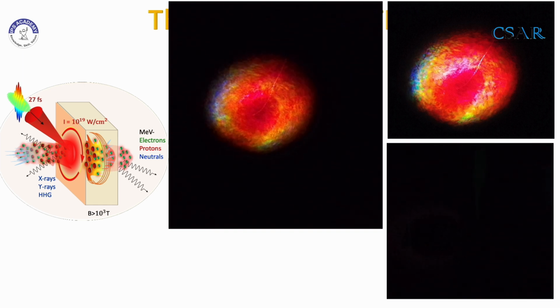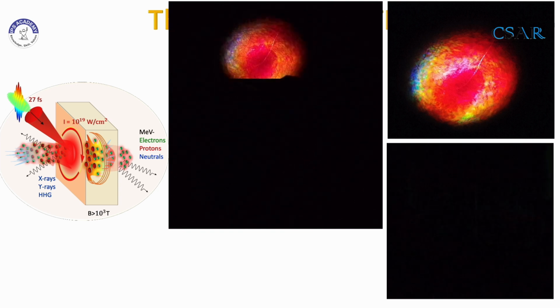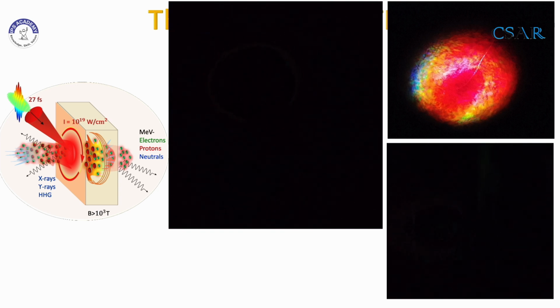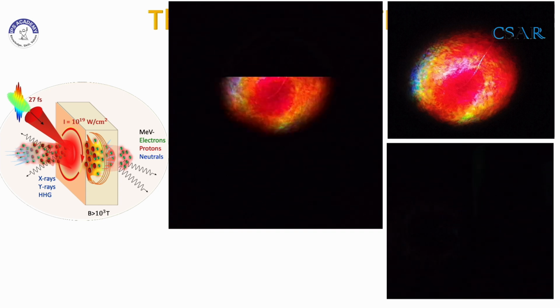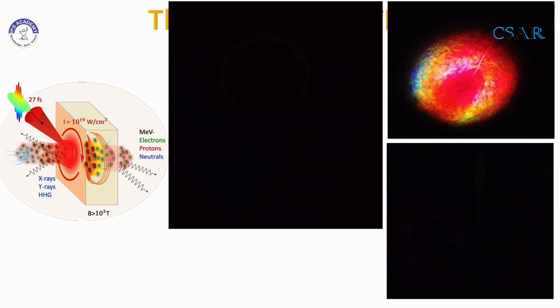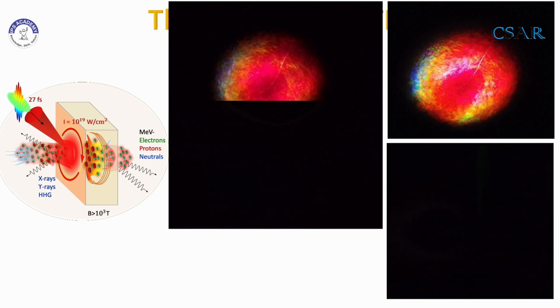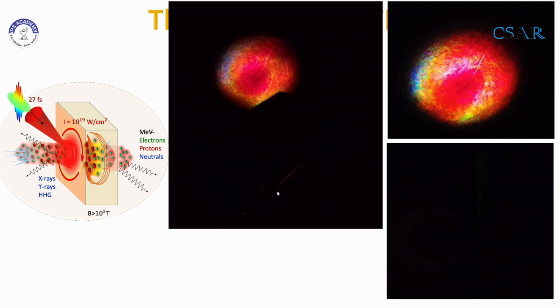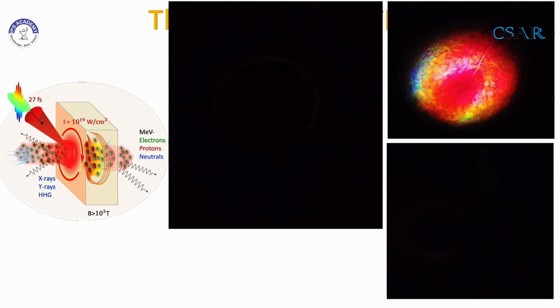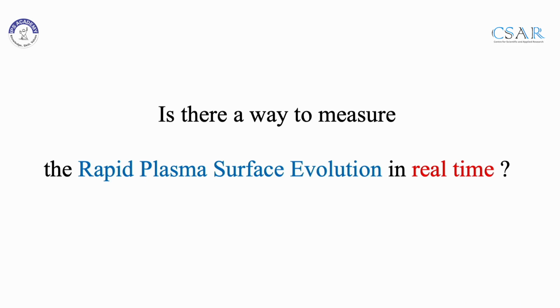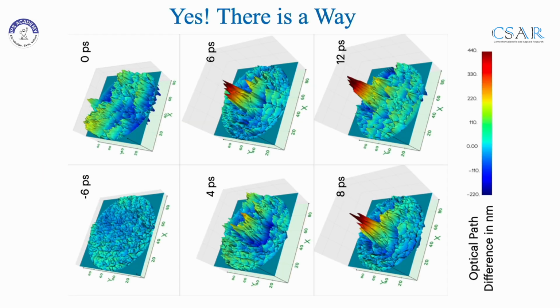What we want to understand is, when we have this laser matter interaction, after the laser pulse is gone, the plasma is very hot and it tries to explode, right? So my work is basically how can we measure the plasma surface as it explodes. In the femtosecond time scale, I want to measure the surface of the plasma, let's say, in 3 dimensions. So is there a way to measure the rapid plasma surface evolution in real time? The answer is obviously yes, otherwise I won't be here. So let's see how we can do it.